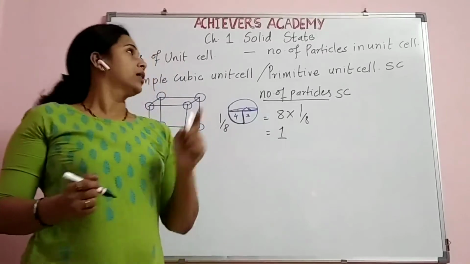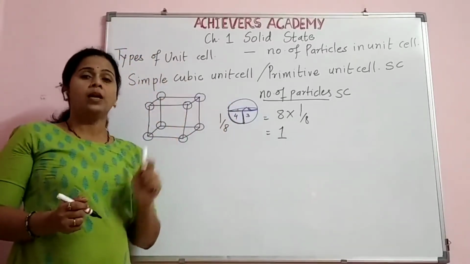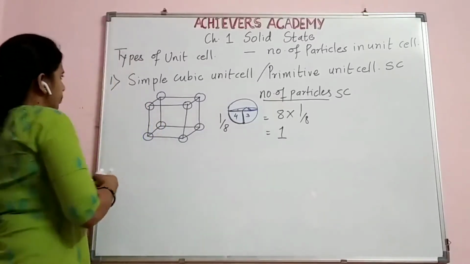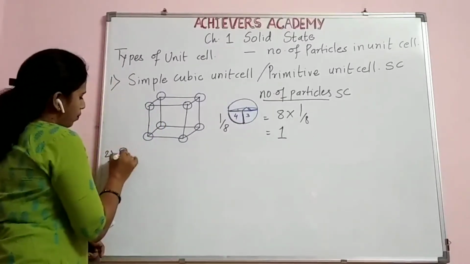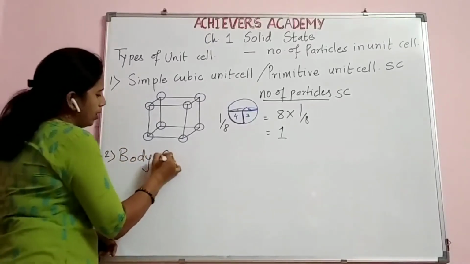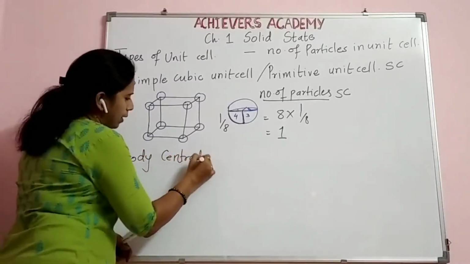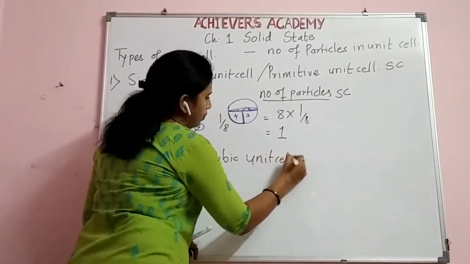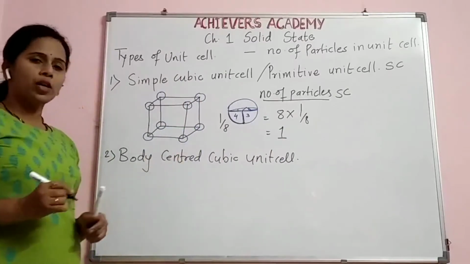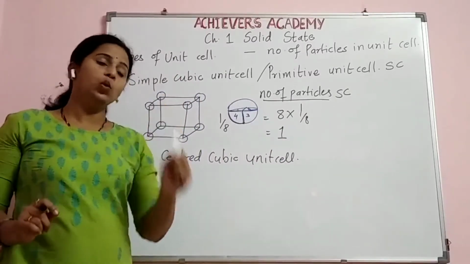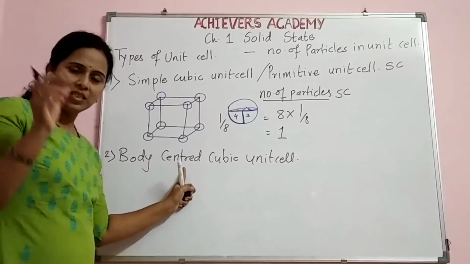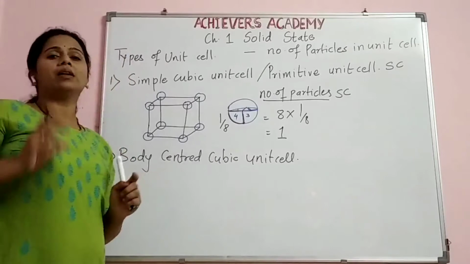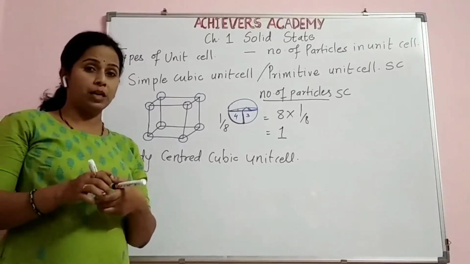Now we will study the next type of unit cell, that is the body centered cubic unit cell. In this body centered cubic unit cell, there is a clue. Body centered means that at the center of this cube, of this unit cell, there is one particle present. With the help of a diagram I will show you.